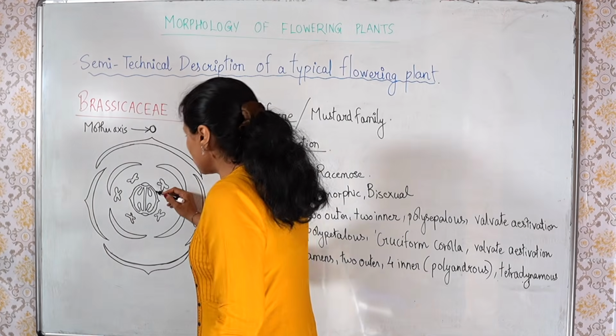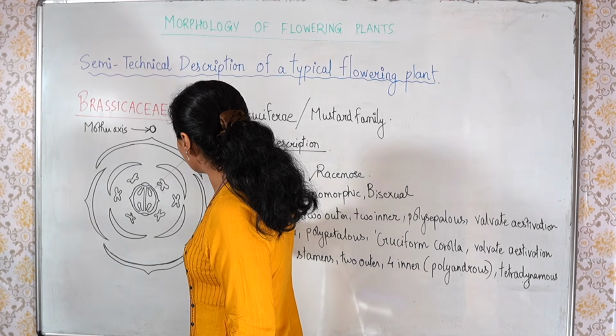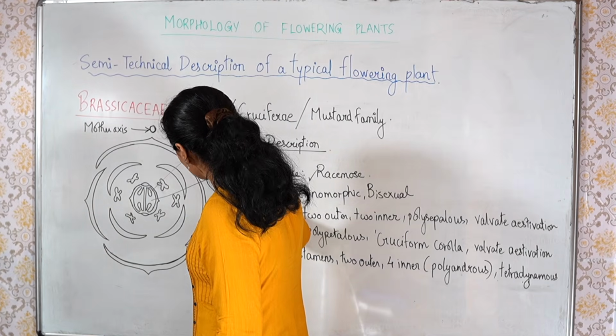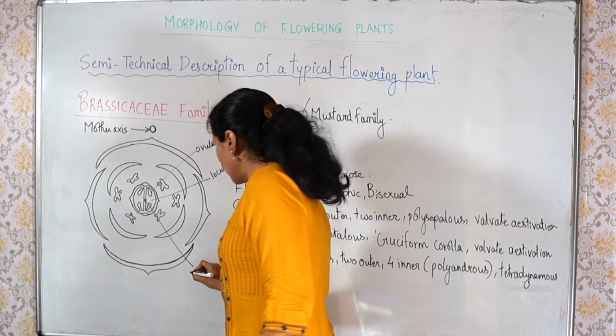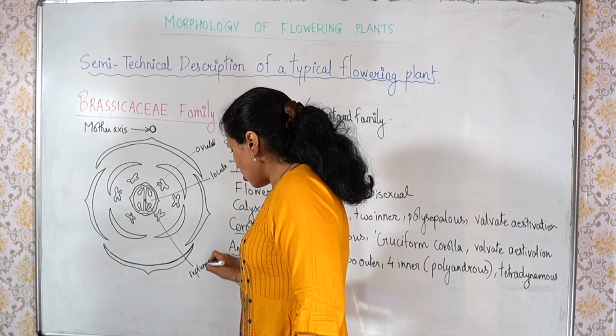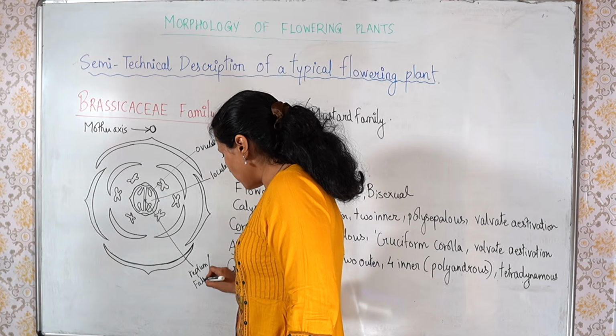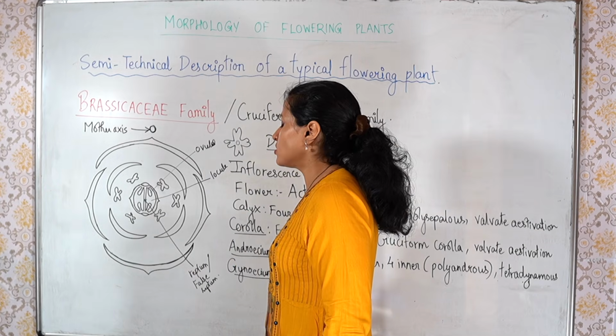Gynoecium. So you see these things here? These are the ovules. This is the locule. And as you can see, there are 2 locules here. And what is this thing in between? This thing in between is what you call the replum, also called the false septum, formed by the placenta and not the ovary wall.